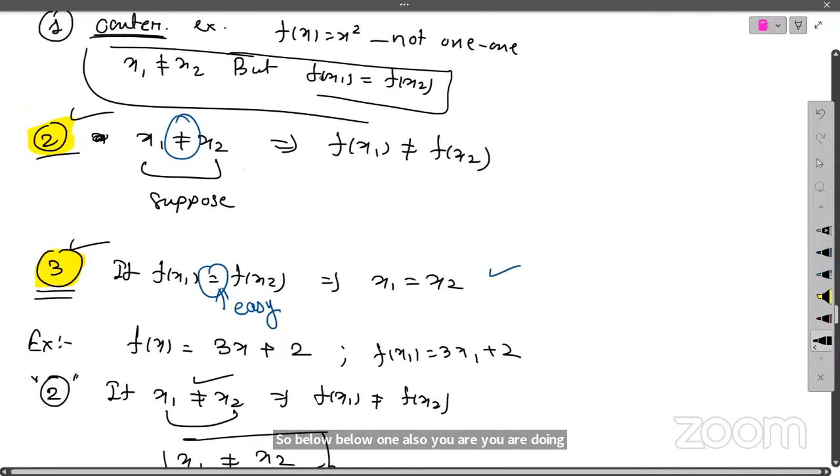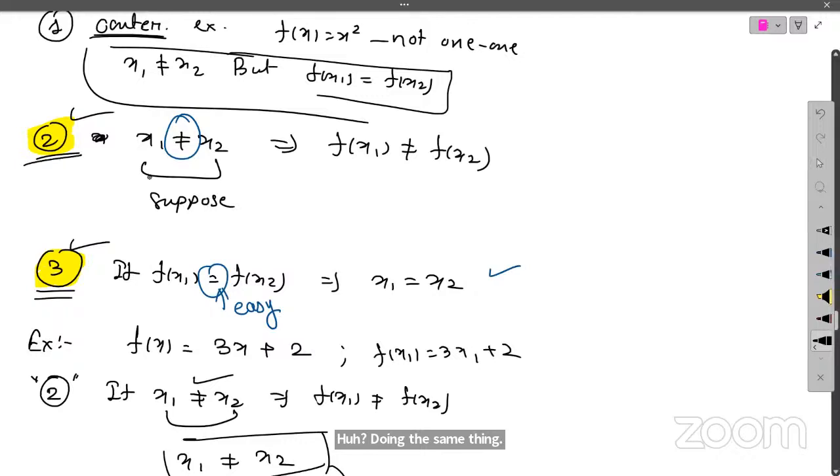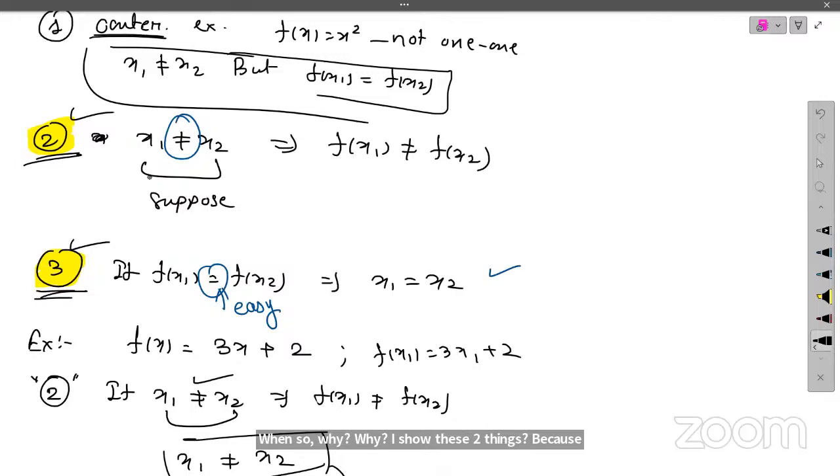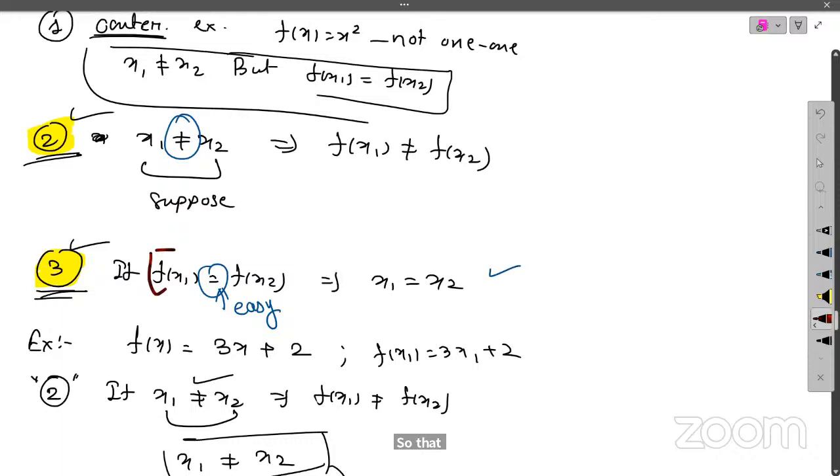Why I show these two things, because sometimes this is very easy to apply. Only that's for why. The sign purpose: same number with different signs. You can say that, but here the hypothesis is different, right? So you have to remember it very carefully. First you have to assume this quantity and then you have to prove this. If you do it the other way around, then it will get a mess.